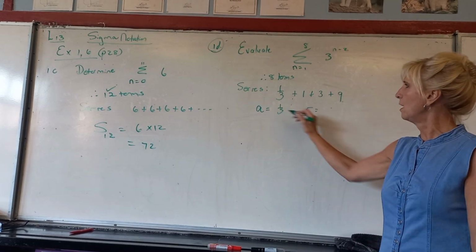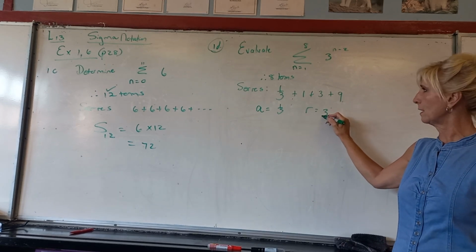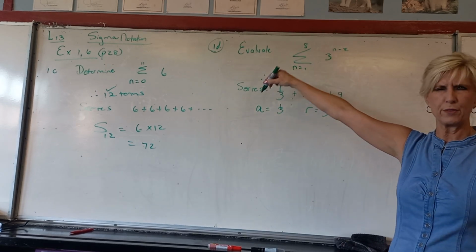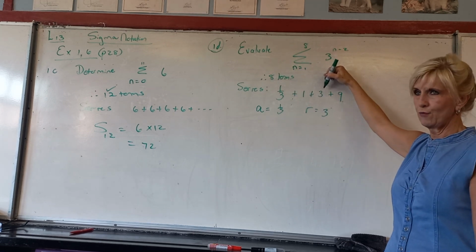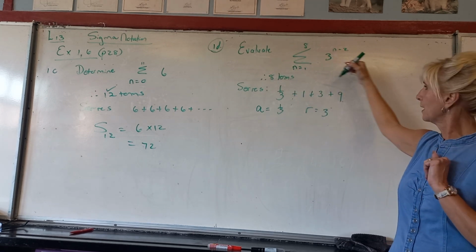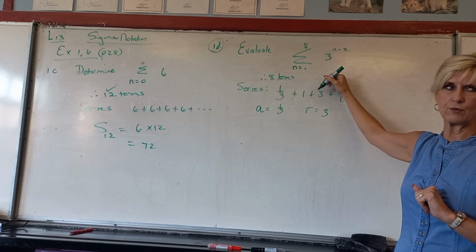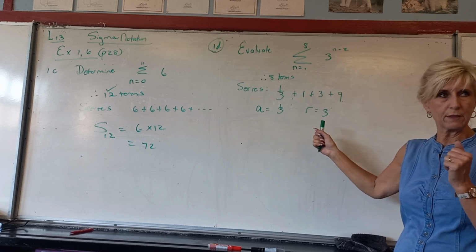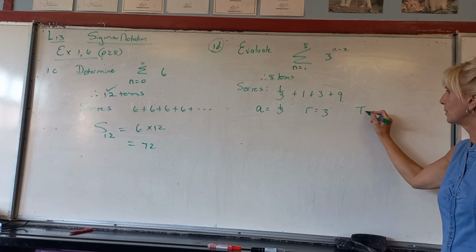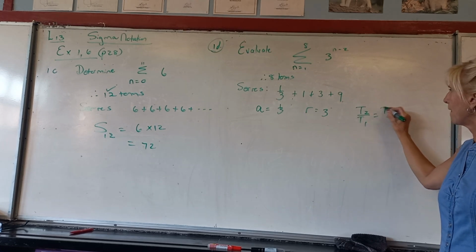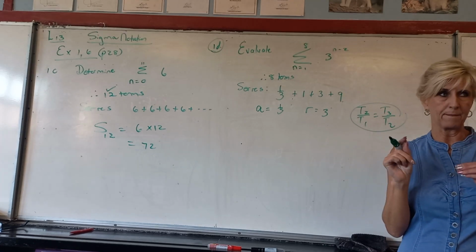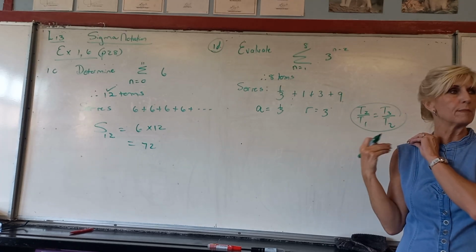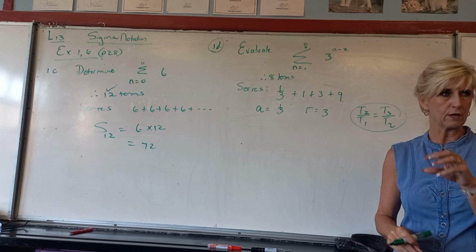A being a third, R being 3. 1 divided by a third is 3. You can better see it if you see 3 divided by 1, it's 3. Or 9 divided by 3, it's 3. All the time, you've got that thing in the back of your head that you're doing term 2 divided by term 1, term 3 divided by term 2. Although I don't always write it, it's there. And sometimes I'm going to need it, so make sure that you do write it in those cases.